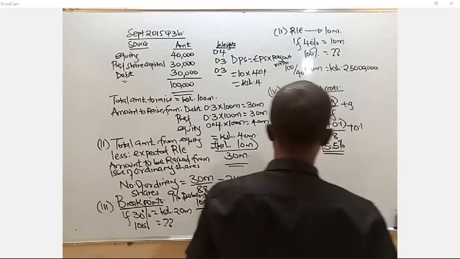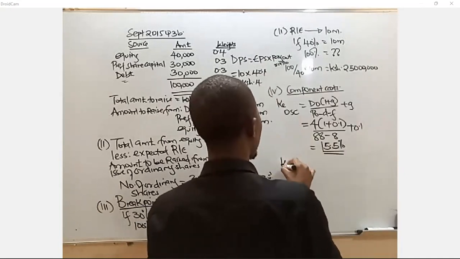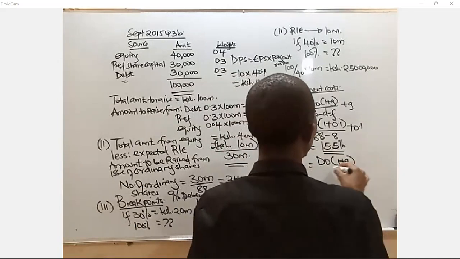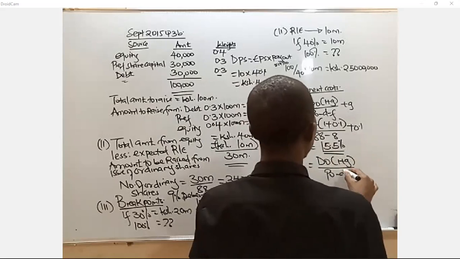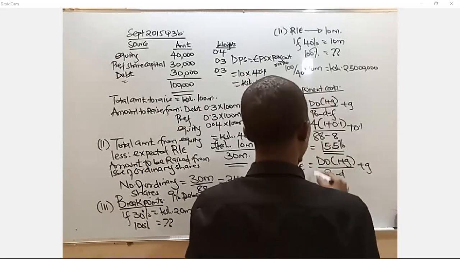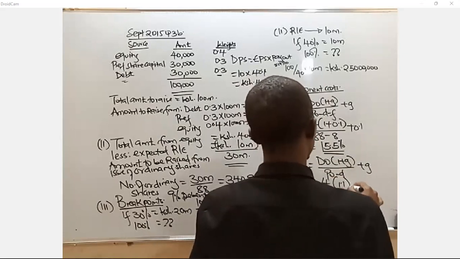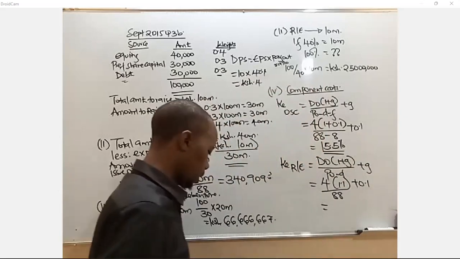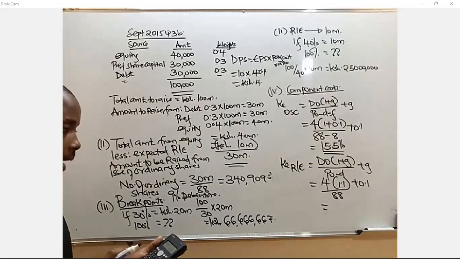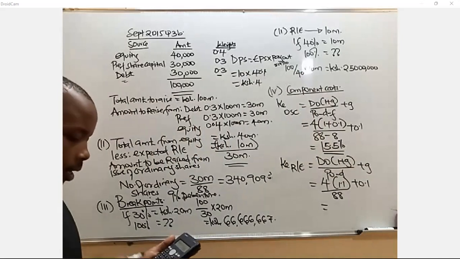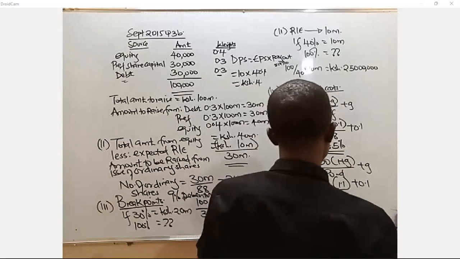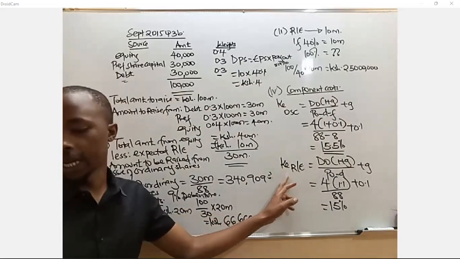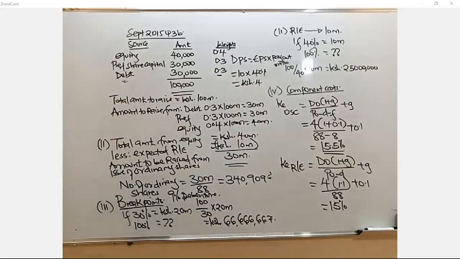15.5%. What about the cost of equity of the retained earnings? You just take D0(1 plus g) divided by P0, because we don't have a discount, plus our growth rate. So I just copy there. It will be 1.1 times 4 divided by 88 plus 0.1, which is 4.4 divided by 88 plus 0.1, getting 15%. So it means the cheapest source of ours is the retained earnings. The retained earnings becomes the cheapest source of finance.